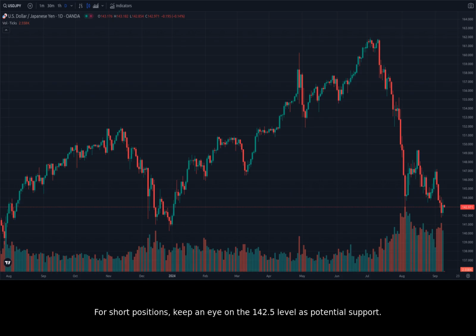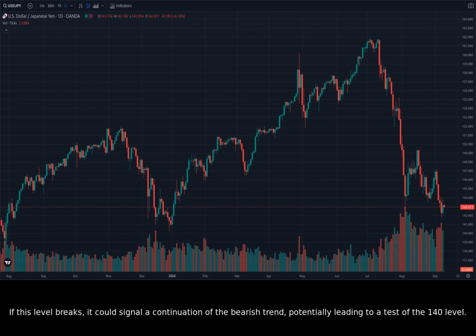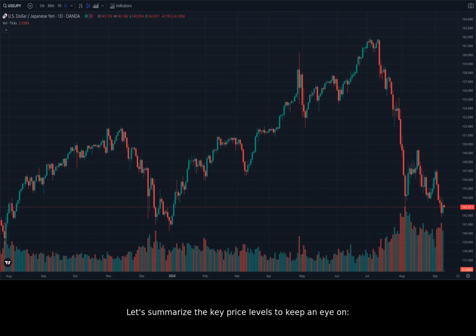For short positions, keep an eye on the 142.5 level as potential support. If this level breaks, it could signal a continuation of the bearish trend, potentially leading to a test of the 140 level. Let's summarize the key price levels to keep an eye on.